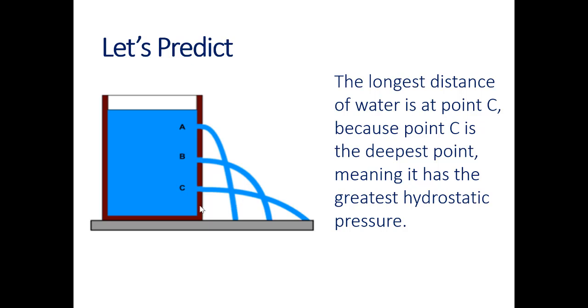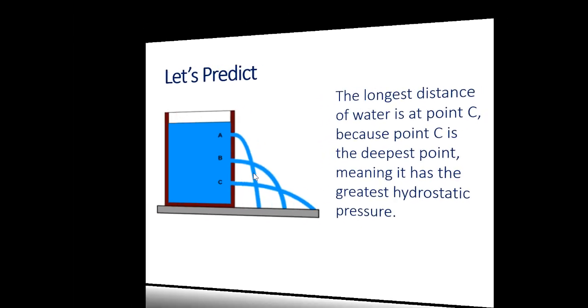C has the longest distance because point C is the deepest point, meaning that it has the greatest hydrostatic pressure. Remember, rho gh. We have a larger h in here because C is much deeper than A and B. So C will have the highest, the greatest hydrostatic pressure. Next.